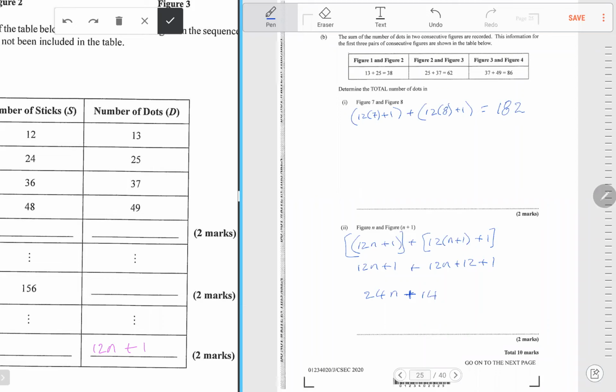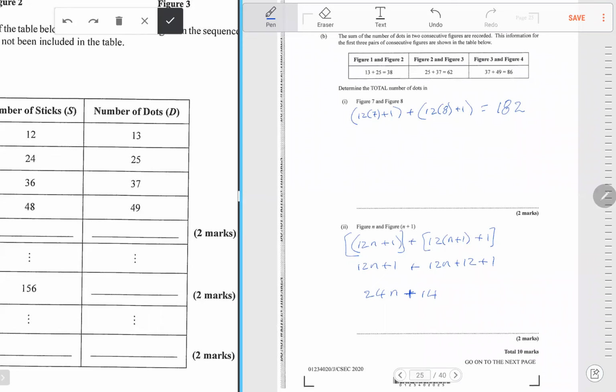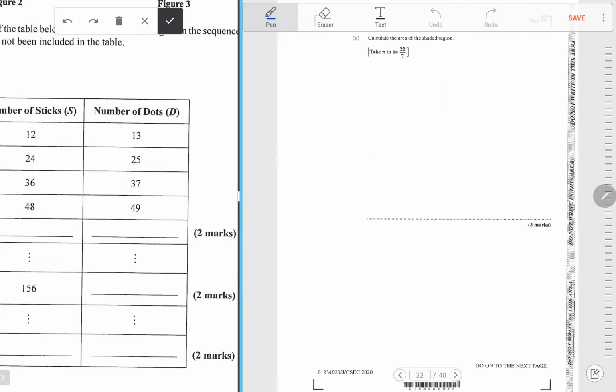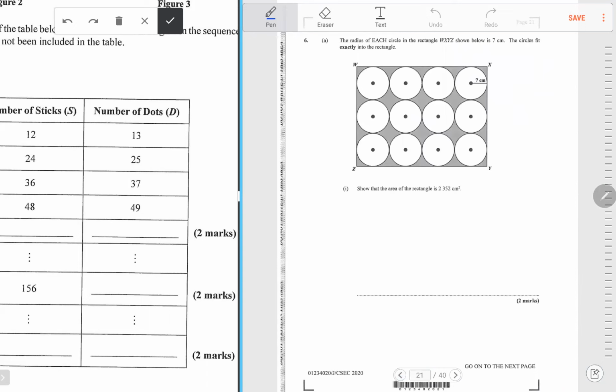But anyway, that is question number 7. That's done. Nice and easy. So let me clear this. All right, so moving on now to the next question, which is now question number 6.